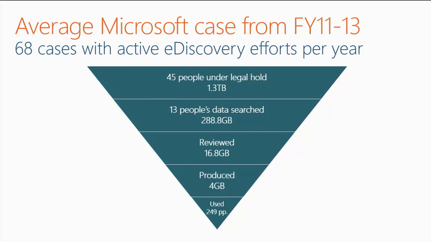And so the average difference between the 45 people who are held is it breaks down to only 13 people whose data we're actually searching for any given case. Average case. Some are much bigger. I've had a case that had 180 custodians. But 13 is our average. And boiling it down to the average volume per case, we're talking about just shy of 290 gigabytes per case.